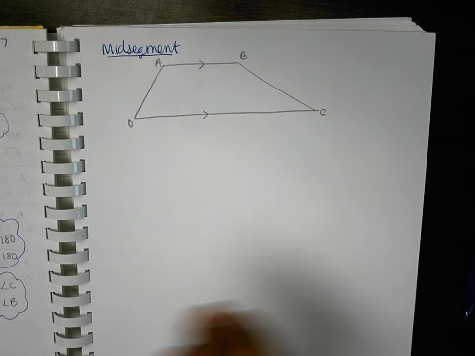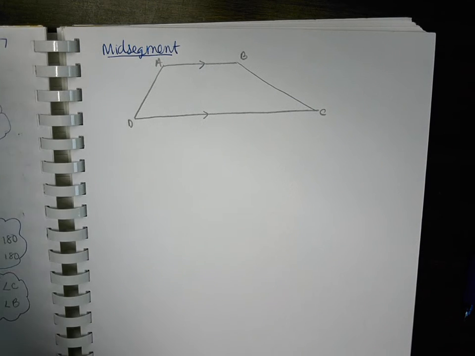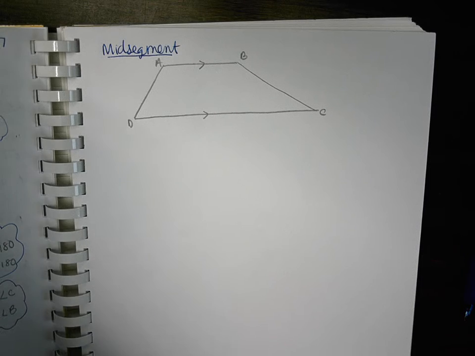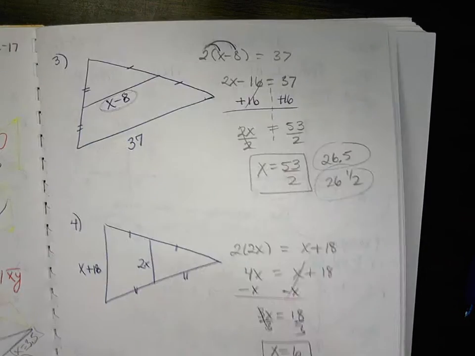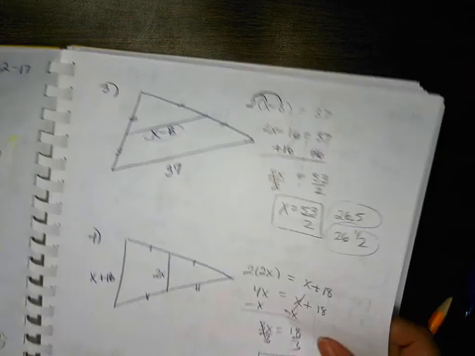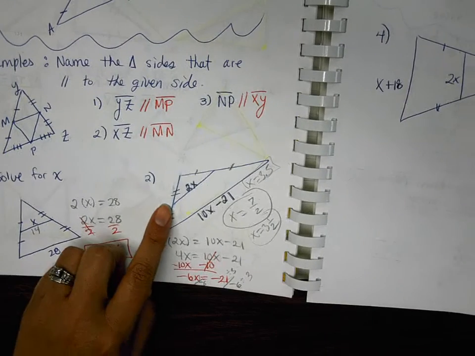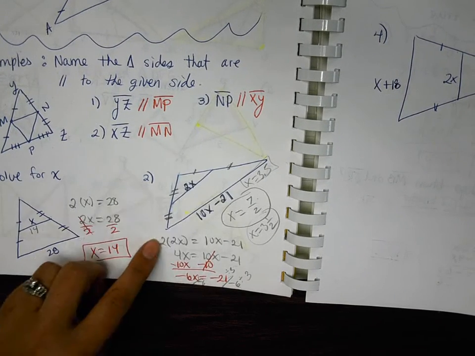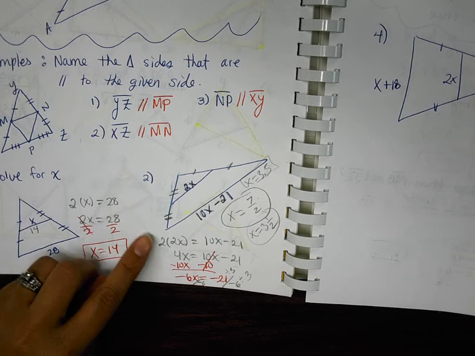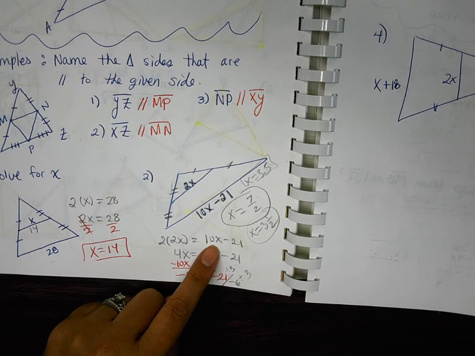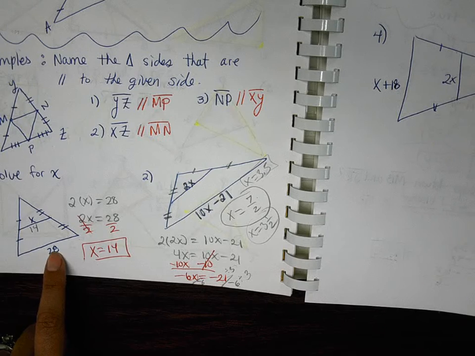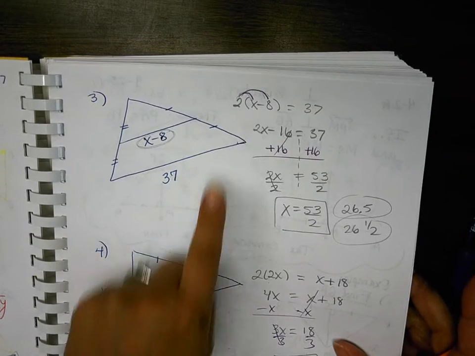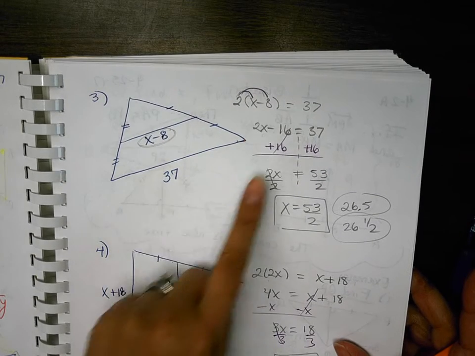Now, if you remember our mid-segment formula from when we did Unit 4, I'm going to put it up here really quick. The formula was you doubled the mid-segment to equal the base. Do you guys remember that? Yes? Double the mid-segment to equal the base.